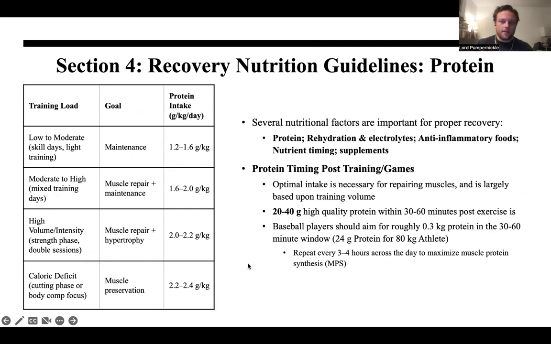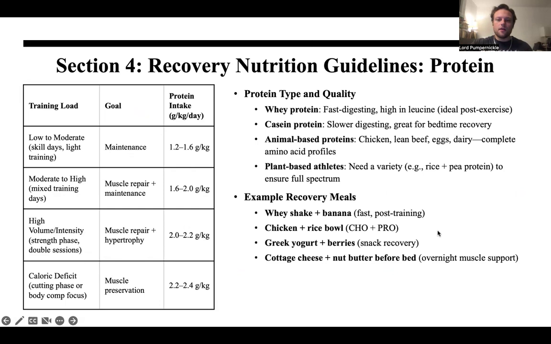Different protein intakes will be necessary depending on if you want muscle repair maintenance, muscle repair and hypertrophy, and muscle preservation. So 20 to 40 grams of high quality protein within 30 to 60 minutes post exercise is optimal and is more than ideal. Baseball players should aim for roughly 0.3 kilograms of protein in that 30 to 60 minute window. And you want to repeat this every 3 to 4 hours across the day to maximize muscle protein synthesis.